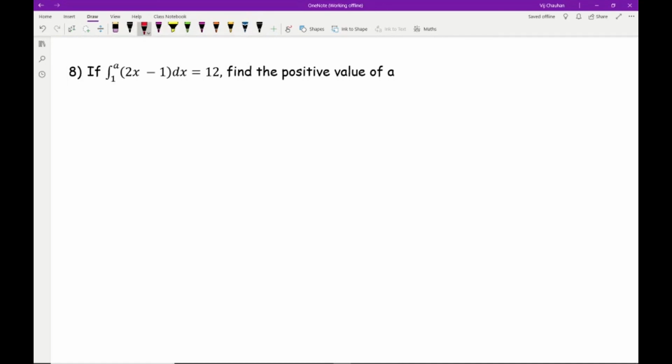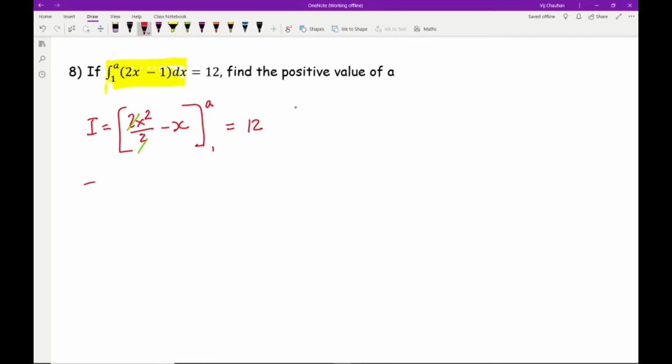So let's go on to actually work this out. Now, this is basically telling me that when I integrate this with the limits of 1 and a, the answer is going to be 12. So let's integrate this first. I equals 2x squared over 2 minus x, with the limits of a and 1, and that equals 12. Let's make that look like an a and not a 9 or a g. Now I can simplify this just to make my life a little bit easier.